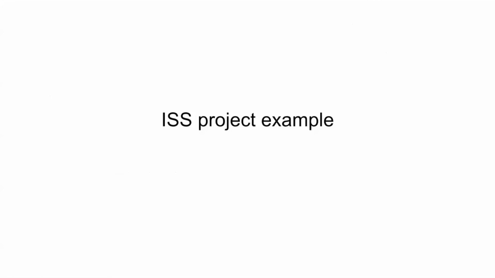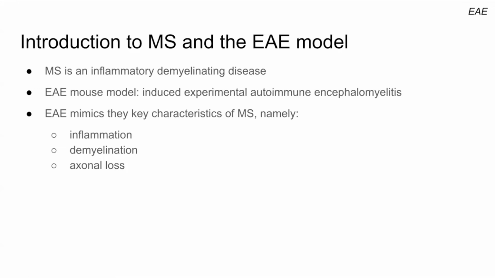So now I just want to show you a very quick example of what you can do with ISS data that is very close and dear to me. This is my main project. It's a mouse model of multiple sclerosis, called the EAE model. And as some of you may know, multiple sclerosis, or MS, is an inflammatory demyelinating disease, and it's a horrible disease that really causes issues for people. And the EAE mouse model is trying to induce these characteristics in a mouse.